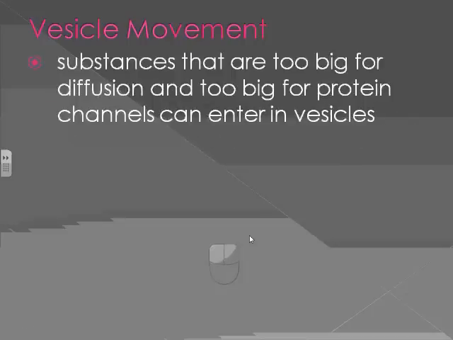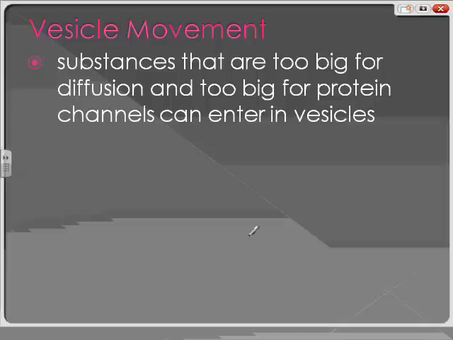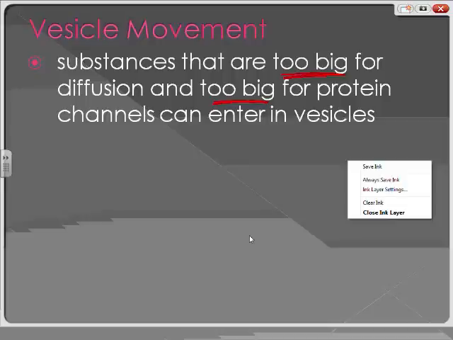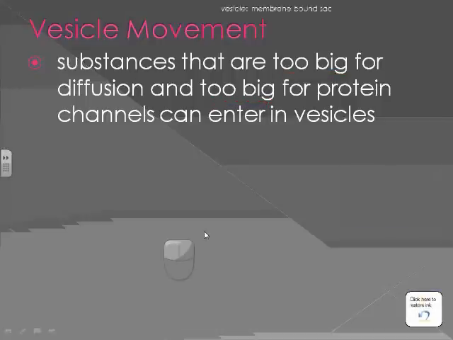Another type of movement is going to be vesicle movement. Vesicles were a structure that we talked about when we talked about cells, right? They were just little storage sacs. Vesicle movement is for molecules that are too big, too big for diffusion, too big for a protein channel. They're so big that they need their own mode of transportation. They need a specific method just to get themselves in or out of the cell. They need a vesicle to help.